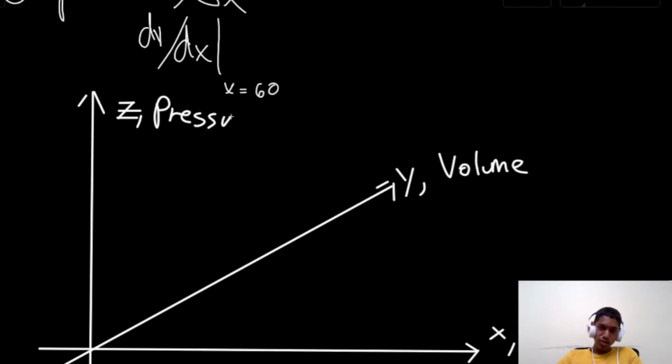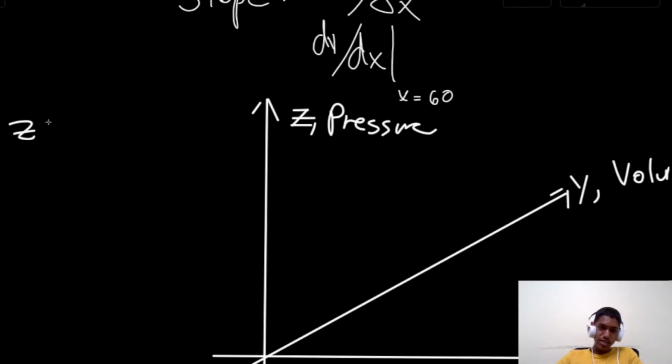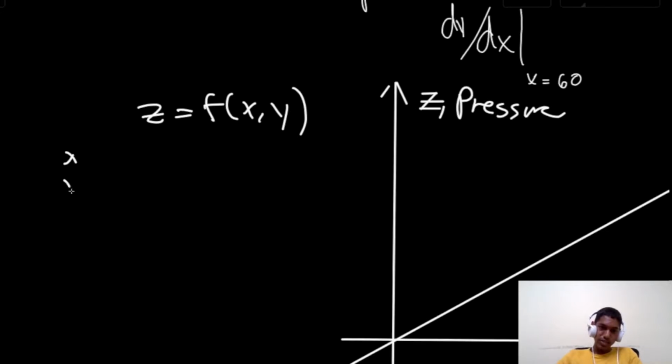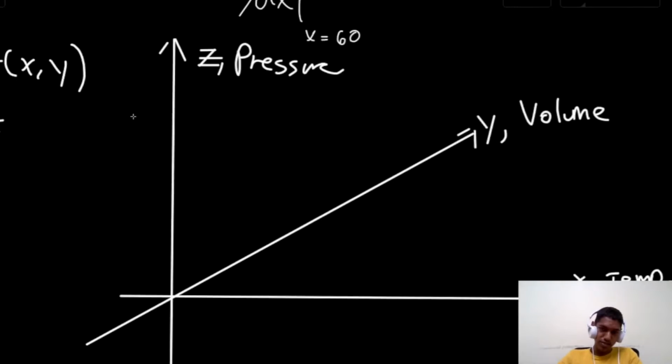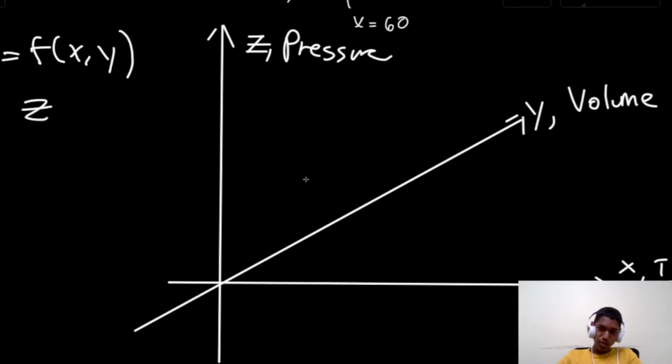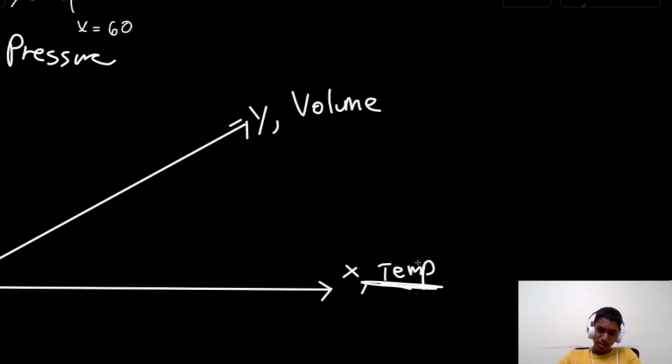So here, z is a function of x and y. You have x, y, and then you figure out what those values are, and then you spit out a value of z. So in this case, as you change temperature and volume, you're also going to change your pressure.